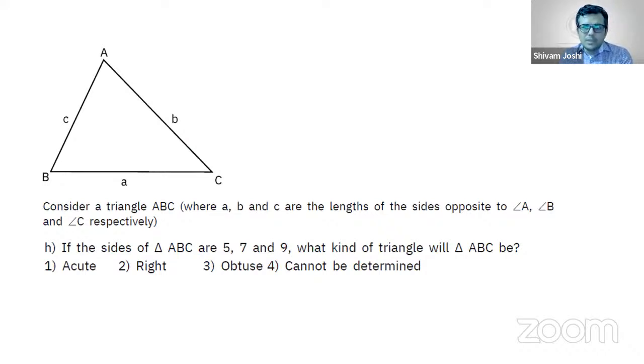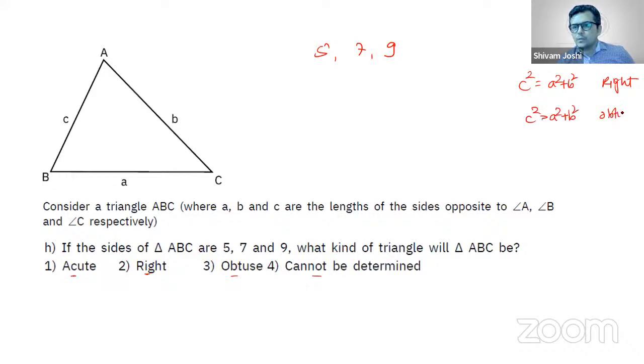If the sides of ABC are 5, 7, and 9, what kind of triangle will ABC be? Look at the options: acute, right, obtuse, cannot be determined, right? How do we figure it out? Remember, we have just seen the formula. If C square is A square plus B square, it is right. If C square is greater than A square plus B square, it is obtuse. If it is less than A square plus B square, it is acute.